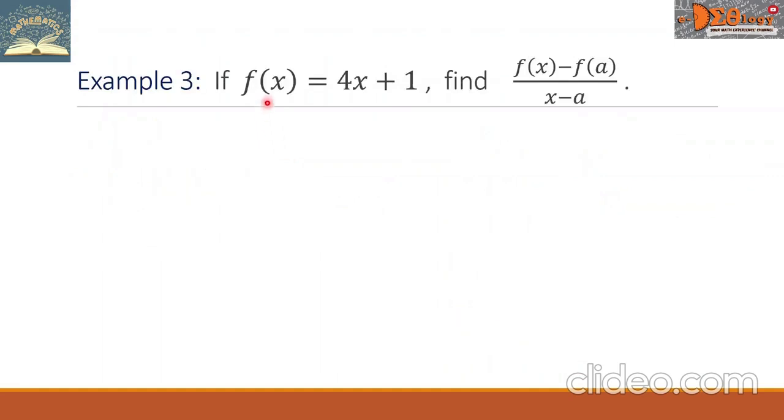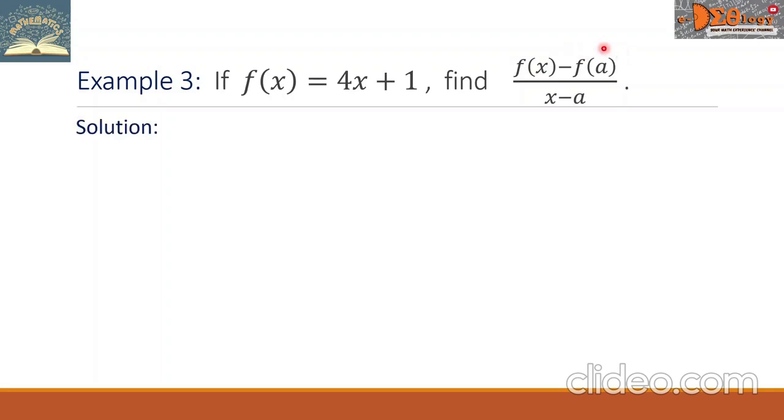Example 3. If f of x equals 4x plus 1, find f of x minus f of a all over x minus a. Notice that we have two functions in our numerator. The first function is f of x, meaning this is the given function here. Therefore, we're going to evaluate the f of a.